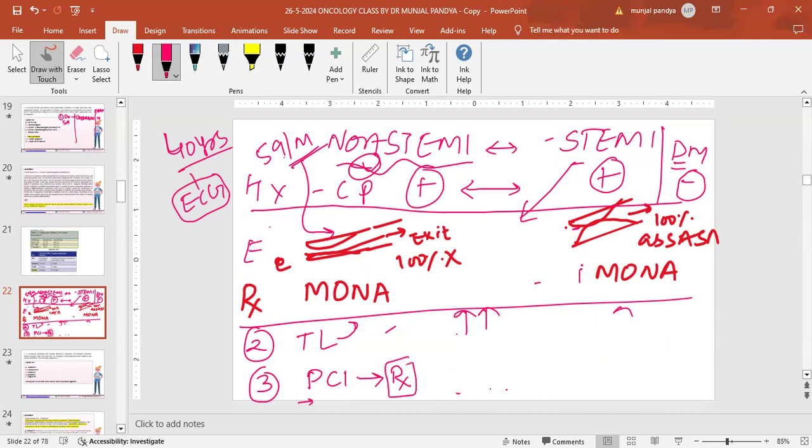And here the little fine adjustment, STEMI means 100% block. You give MONA, try to open up as soon as possible, and the fastest thing in the world which can open up the coronary immediately, within 5 minutes, is the PCI. So PCI, and if the PCI is not available, then you can do the thrombolytic, right?